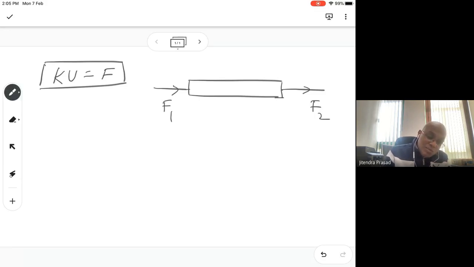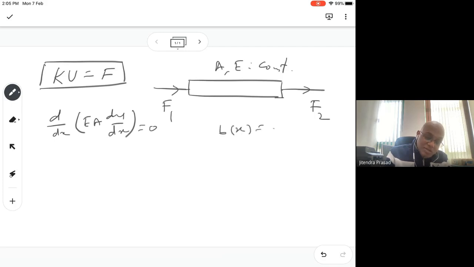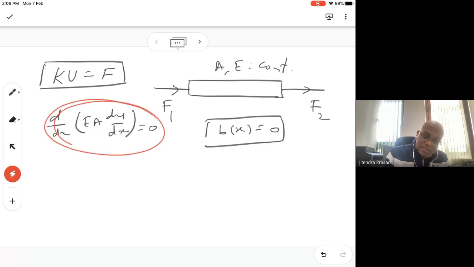Again, we will assume that A and E both are constant. Accordingly, we have the equation which we are now used to. We have seen it since we started chapter 2, we know what it is. This will be equal to 0. Why? Because Bx equal to 0, there is no body force. Hence, we have this equation.